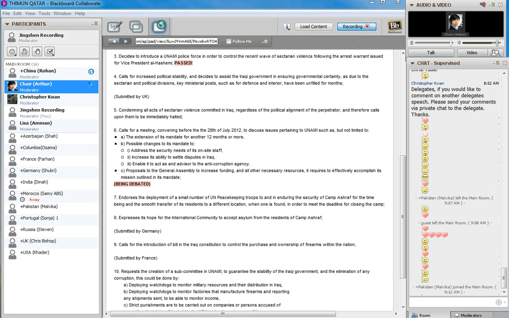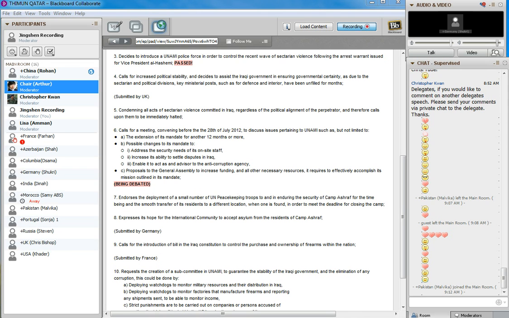Thank you. Would the delegate like to yield the floor back to the chair or to another delegate? The delegate would like to yield the floor back to the chair. Thank you. Time for this amendment has now elapsed. We'll now move directly to time against. Are there any delegates that would speak against this amendment to the first degree? Delegate of France, you've been recognized.